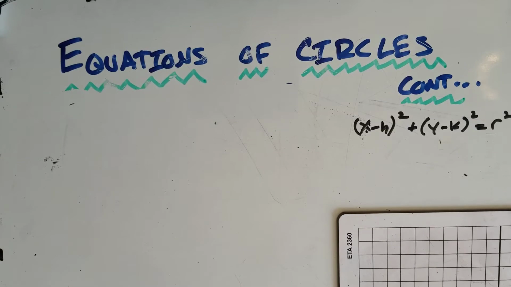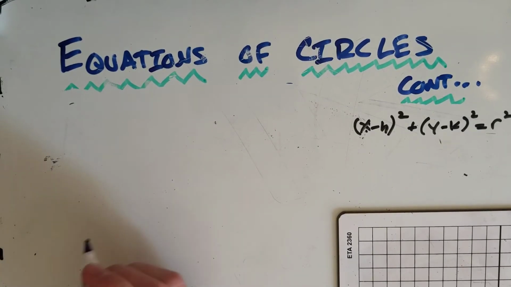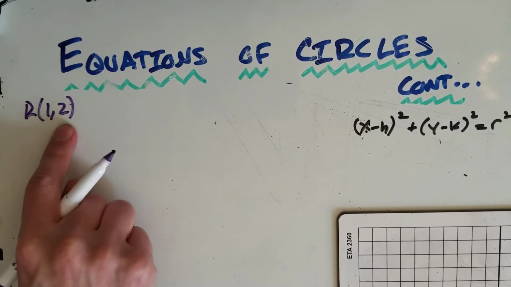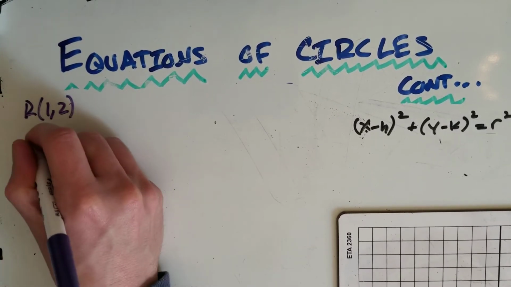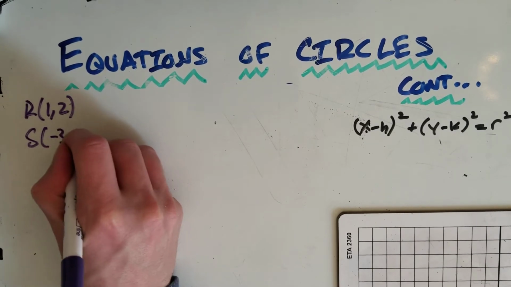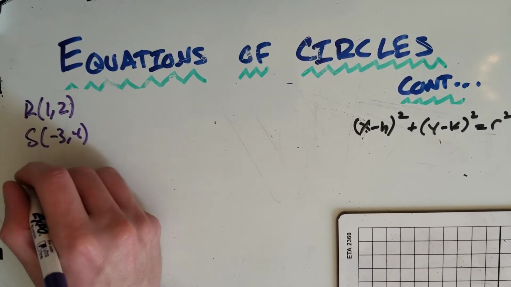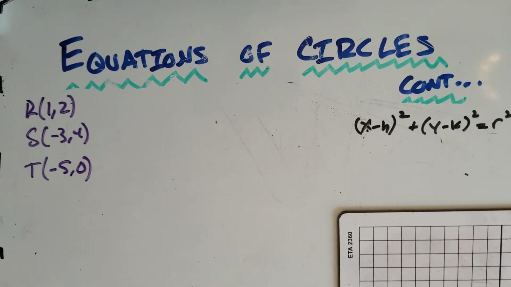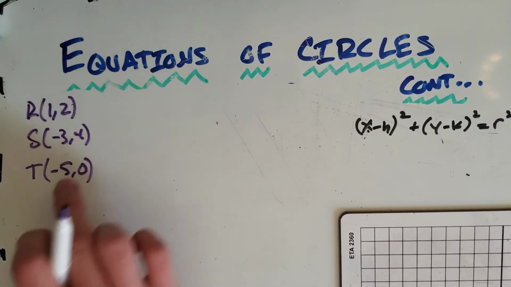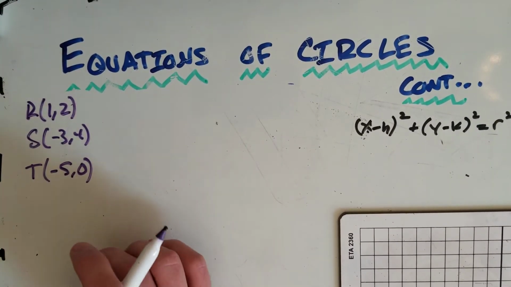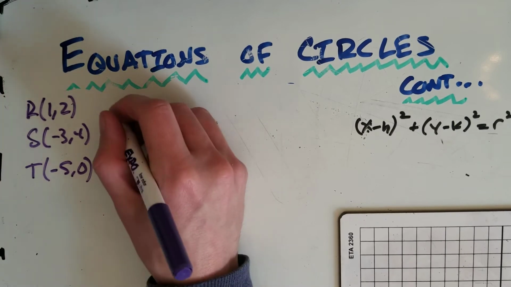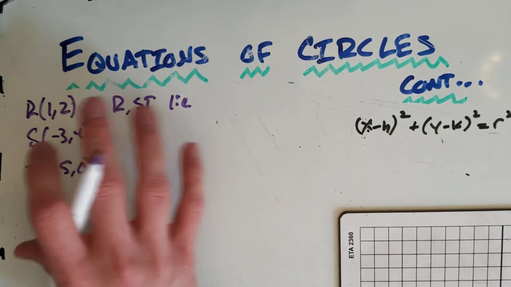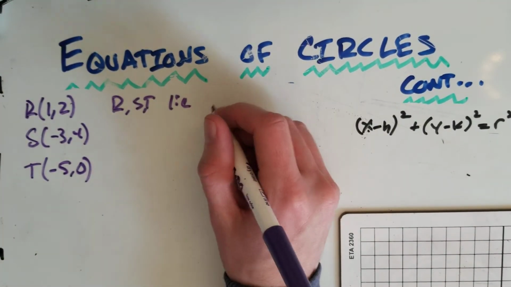So let's figure out what we're given here. We're going to do this one. We're given the point R is 1, 2, that's going to fall on our circle. We're given the point S is negative 3, 4, that's going to fall on our circle. And we're given the point T is negative 5, 0. That's going to fall on the circle as well. So all 3 of these points lie on the circle, and we want to write an equation in standard form that will represent the equation of the circle.